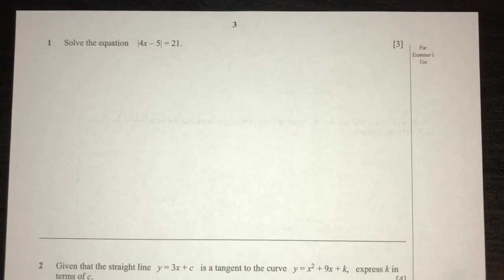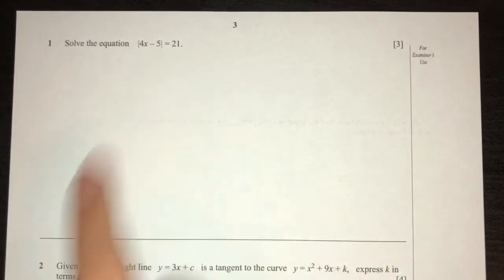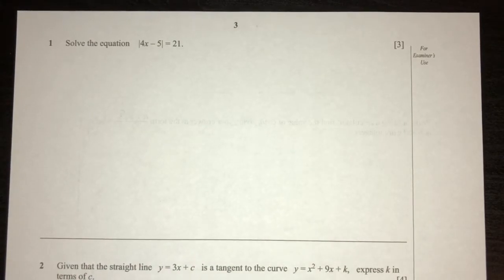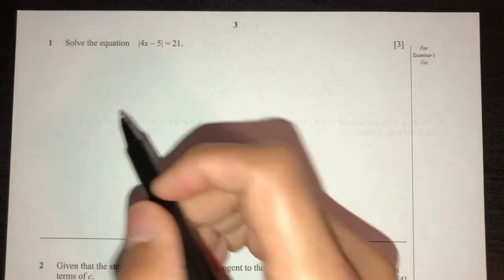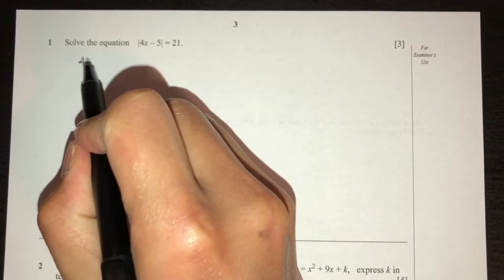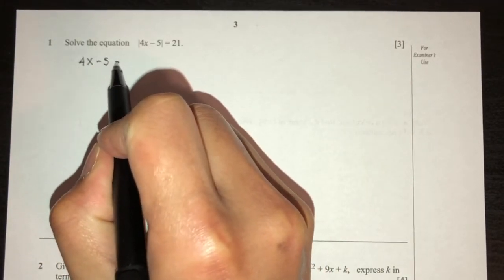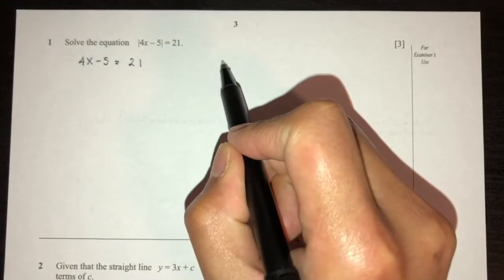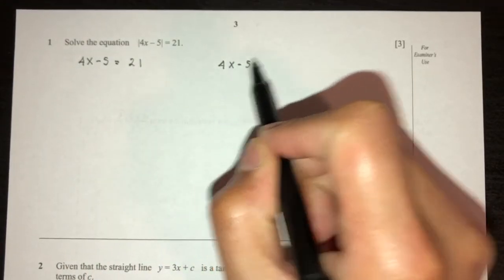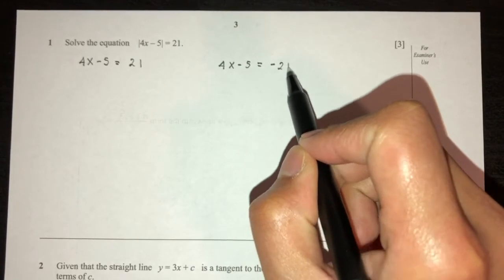So here we have to solve this question. As you can see, we have modulus on one side and no modulus on the other side. So one way to solve this is to square both sides. That is one way, but we can just do this if you want to. We can write 4x minus 5 is equal to 21, or 4x minus 5 is equal to minus 21.